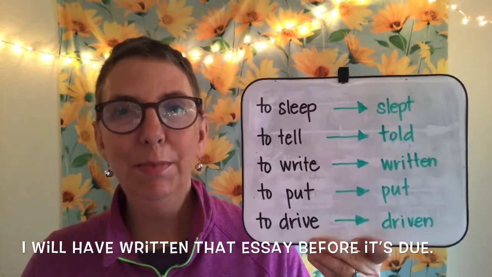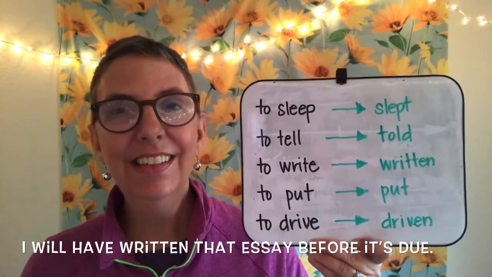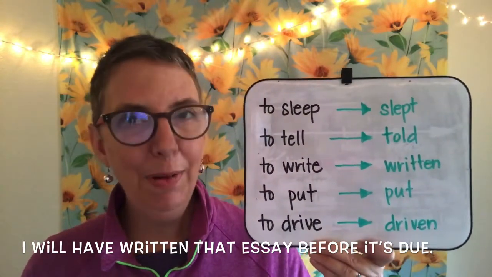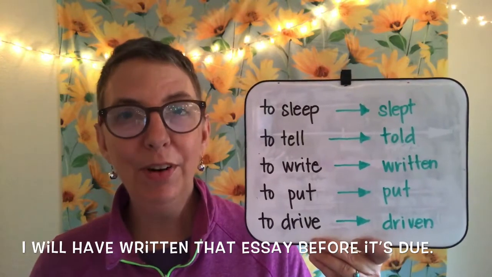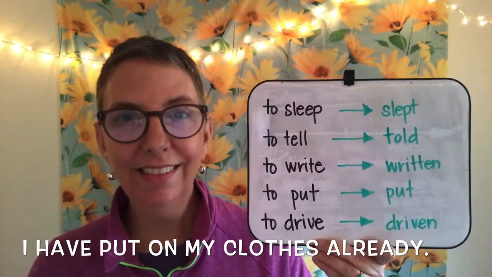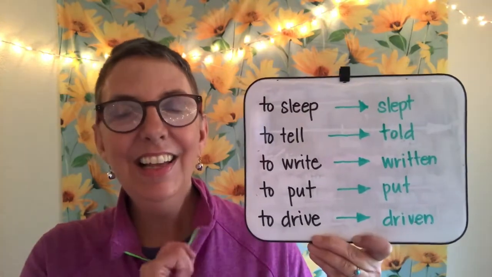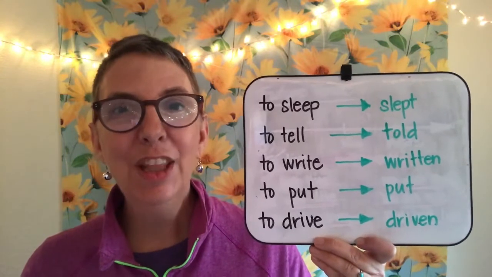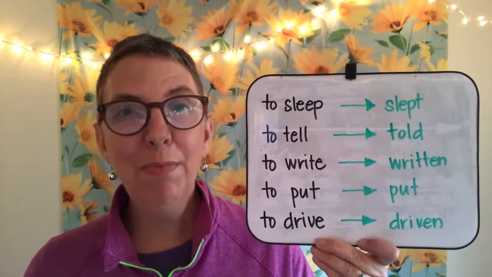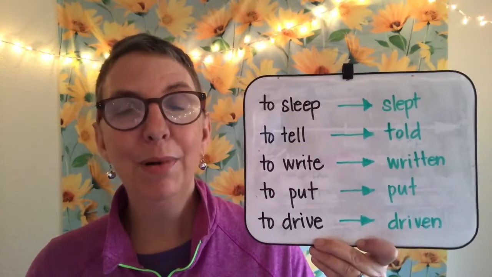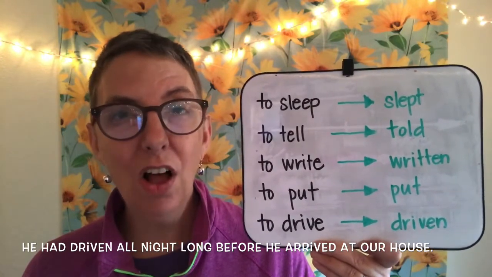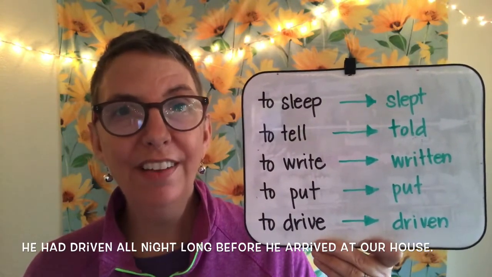The past participle of to put is put. It stays the same. An example in the present perfect is, I have put on my clothes already. And the last one, to drive, the past participle is driven. An example in the past perfect is, he had driven all night long before he arrived at our house.